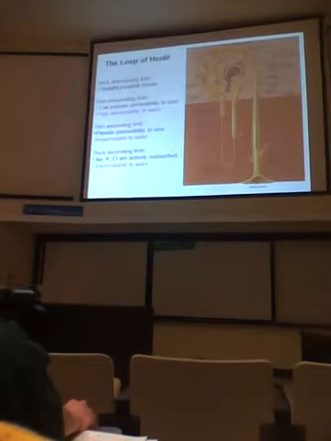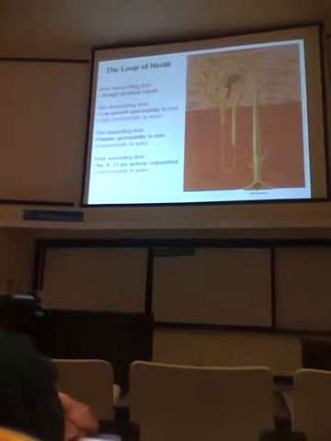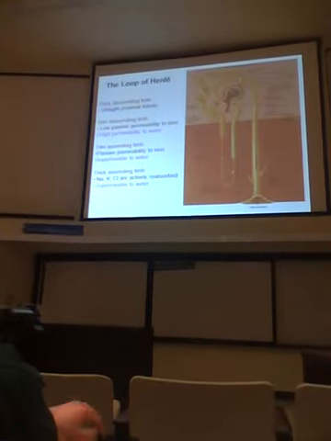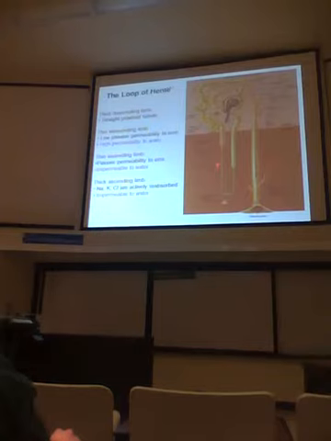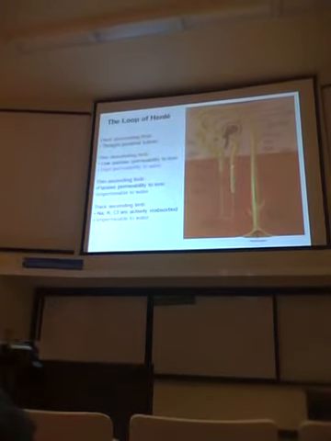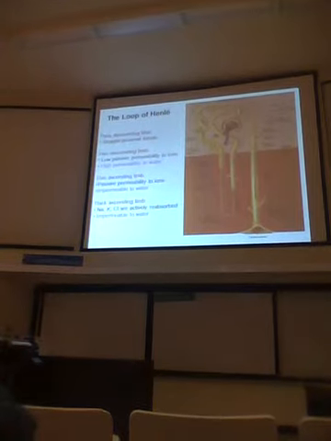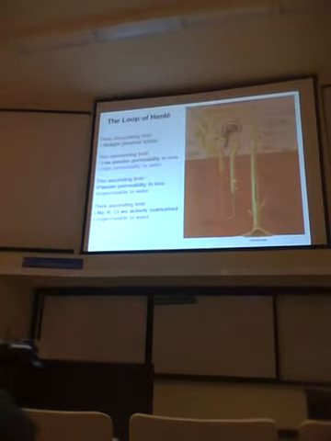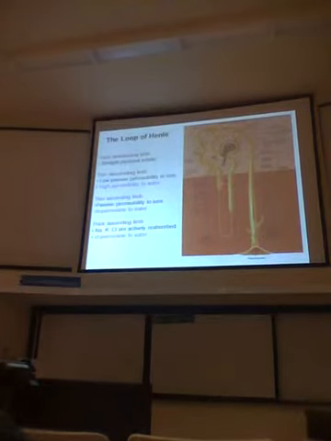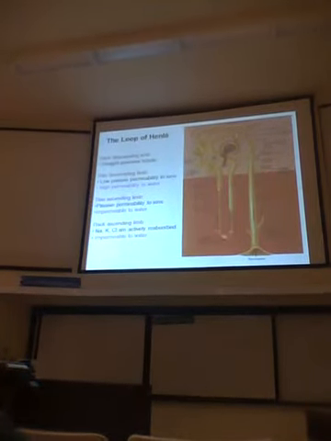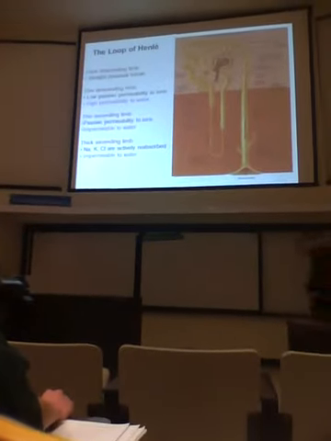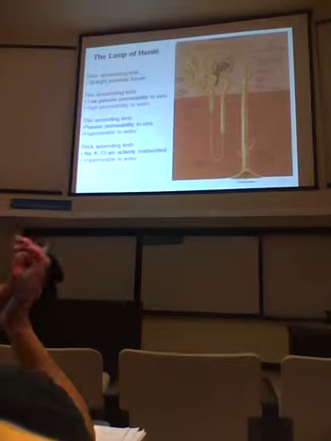The ascending limb, the thin part, is passively permeable to ions and impermeable to water. And then the thick ascending limb, sodium chloride and potassium are actively reabsorbed, and it is also impermeable to water. So look, the descending limb, permeable to water, the ascending limb, impermeable to water. What does all that do? Let's see what that does.